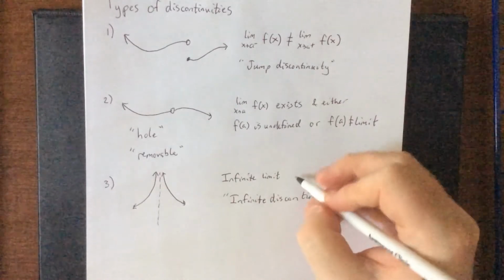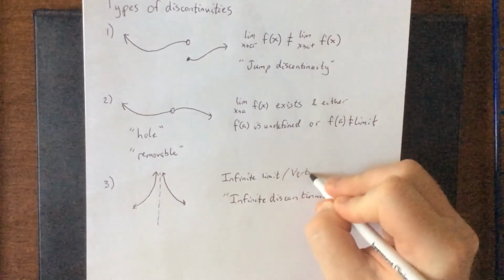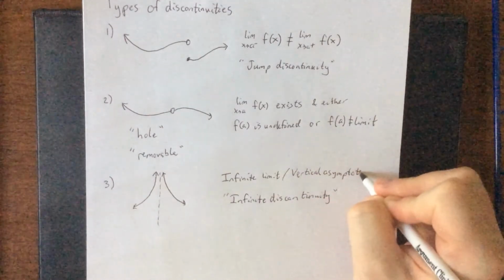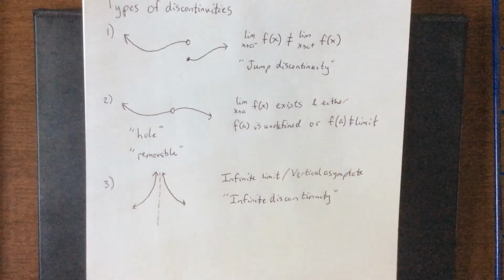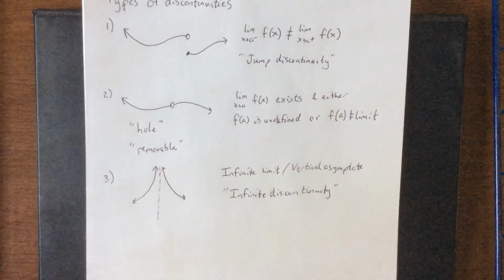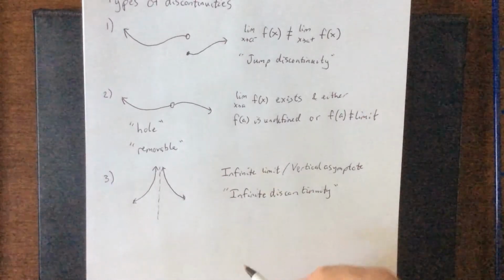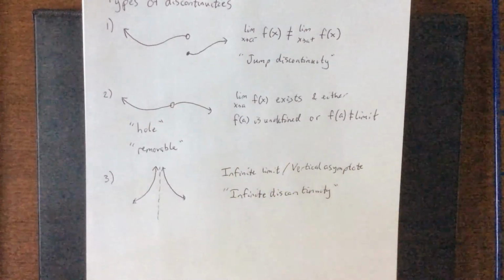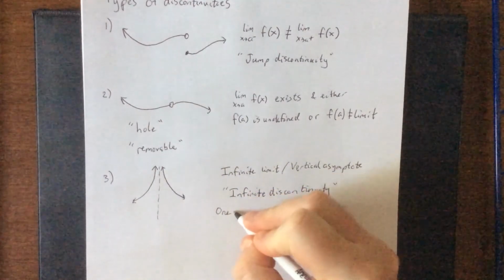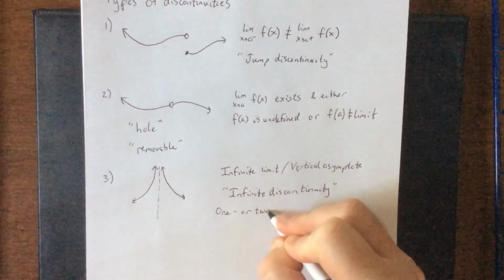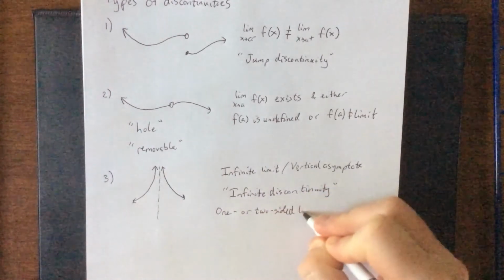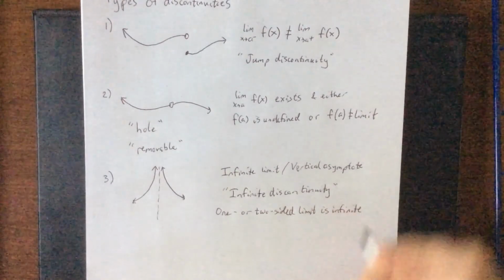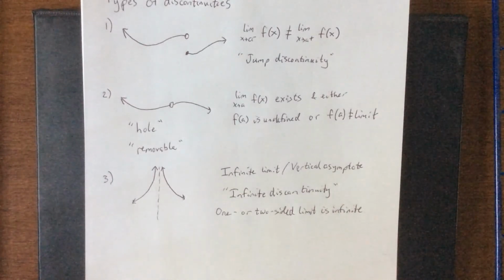This usually happens with rational functions. Those tend to get a lot of vertical asymptotes. We also see them on functions like the tangent function, cotangent function, secant function, and cosecant function. The thing that would not be true here is basically the same thing as number 2, except that the one- or two-sided limit is infinite. So that's what will happen for an infinite discontinuity.